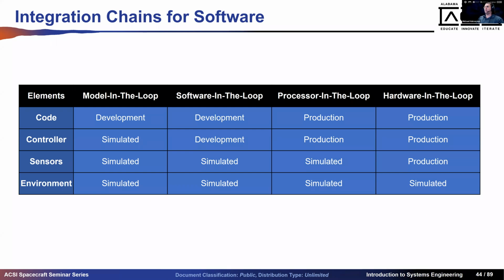This is a table that represents that. So model in the loop, everything is simulated, you're developing the code. Software in the loop, code still in development. You might use a Raspberry Pi to put that code on. You're still simulating the sensors in the environment. Processor in the loop, code is production, controller production, you're still simulating everything. So processor in the loop is really just going from a Raspberry Pi to a more expensive computer. And then hardware in the loop, everything is production except for the environment. Then you're ready for TRL6 testing, or TRL5 as well, because this is still TRL4, technology readiness level 4.